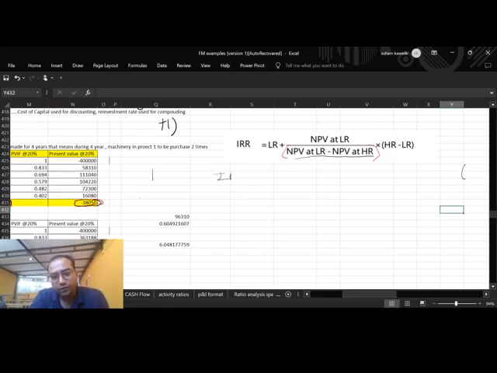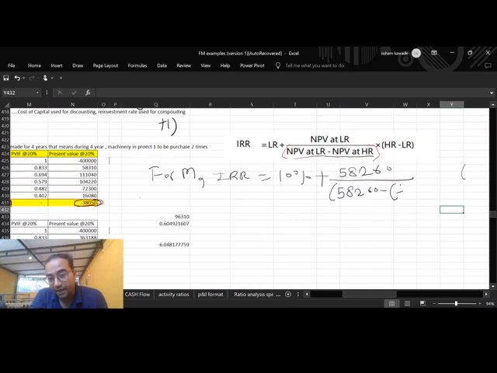So let us calculate further. IRR is equal to, for project M, lower rate is 10% plus NPV at lower rate is 58,260 divided by NPV at lower rate 58,260 minus NPV at higher rate, that is minus 38,000, right, multiplied by 10%, that is the difference between higher rate and lower rate.